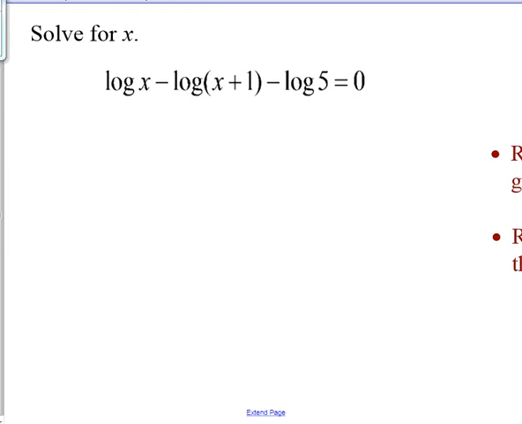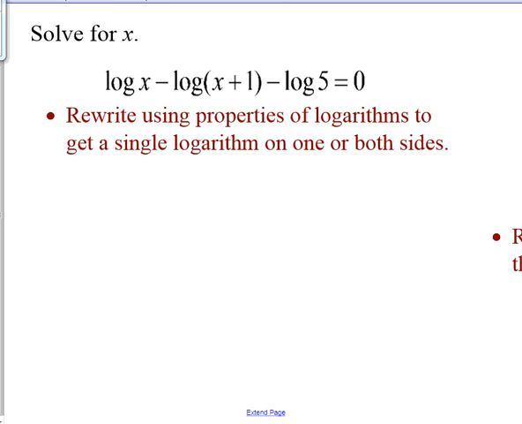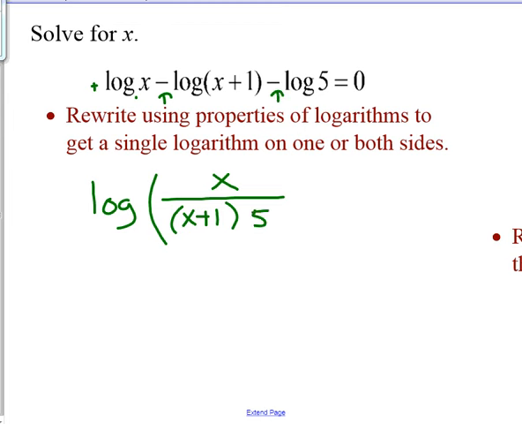Okay, so we're going to try this one. Again, my first step, I have a bunch of logs, so I'm going to rewrite using properties of logs to get a single log on one or both sides. I have this log and I have a subtraction and another subtraction. So hopefully you have mastered the log benchmark, and you can see that this overall equation would become log of x. That's the only one with a plus in front, so that one's going on the top. This log with a subtract in front puts the x plus 1 on the bottom, and another subtract is going to put the 5 on the bottom. And then all of that still equals 0.